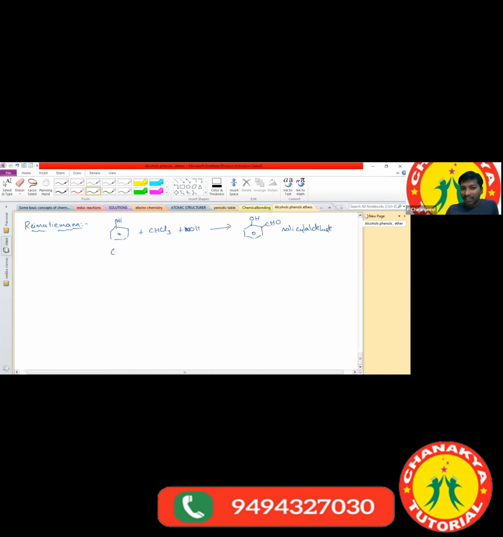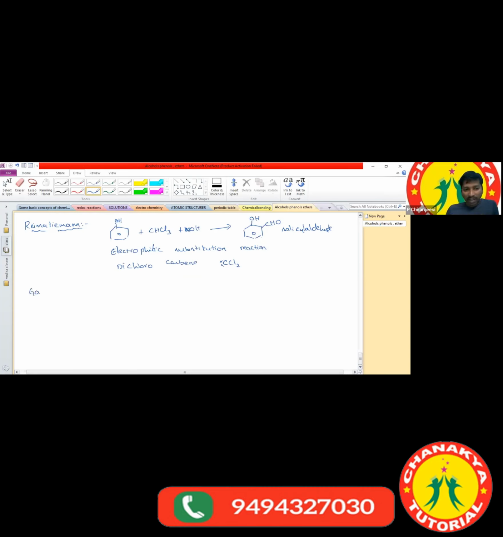Sir, what is the reaction intermediate in this reaction? Actually, this reaction is an example of an electrophilic substitution reaction. The given reaction is an example of electrophilic substitution reaction. So what is the electrophile here? Dichlorocarbene, CCl2. Dichlorocarbene acts as the electrophile. Okay, this is one reaction.